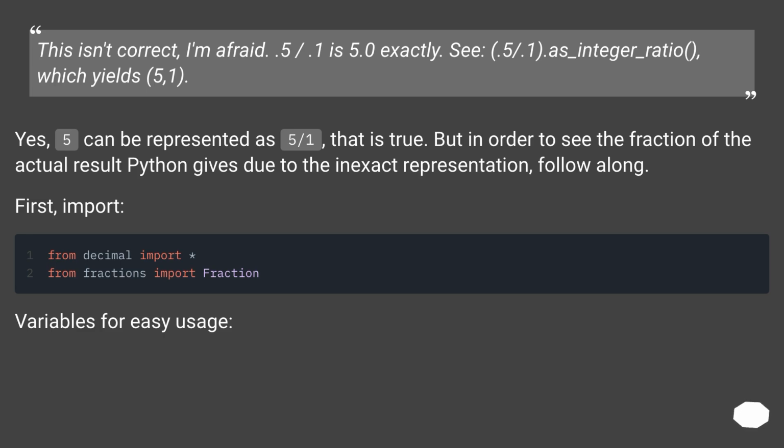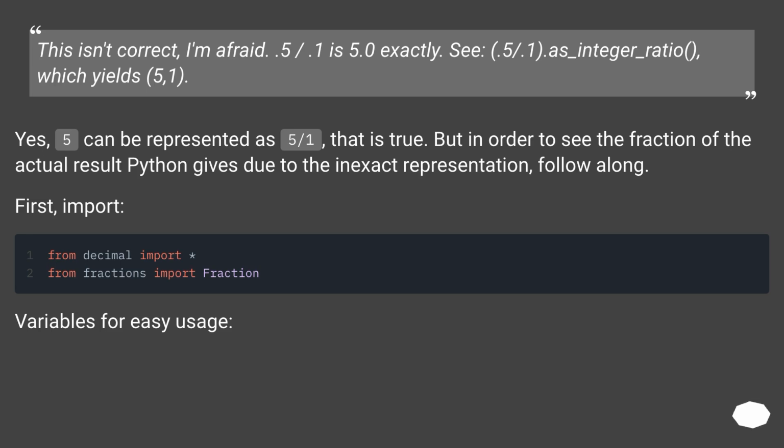This isn't correct, I'm afraid. .5/.1 is 5.0 exactly. See, .5/.1 as_integer_ratio, which yields (5, 1). Yes, 5.0 can be represented as 5/1, that is true. But in order to see the fraction of the actual result Python gives due to the inexact representation, follow along.